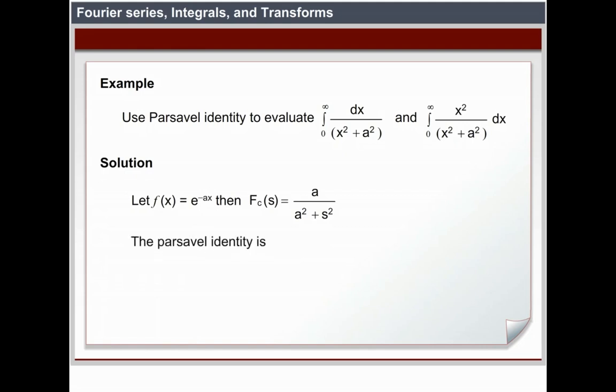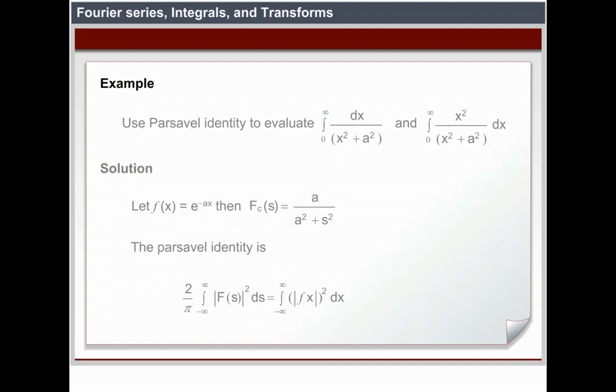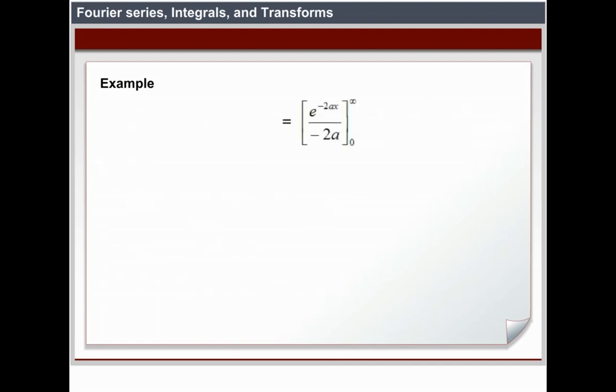The Parseval's identity is 2 by pi integral minus infinity to plus infinity modulus of capital F of s square into ds equal to integral minus infinity to plus infinity modulus of f of x whole square into dx equal to e power minus 2ax by minus 2a with the limit 0 to infinity. Therefore, integral 0 to infinity 1 divided by a square plus s square whole square into ds equal to pi by 2a square into 1 by 2a equal to pi by 4a cube.